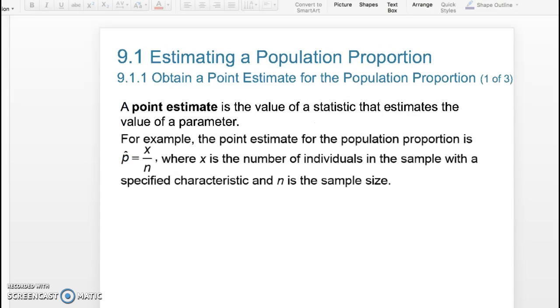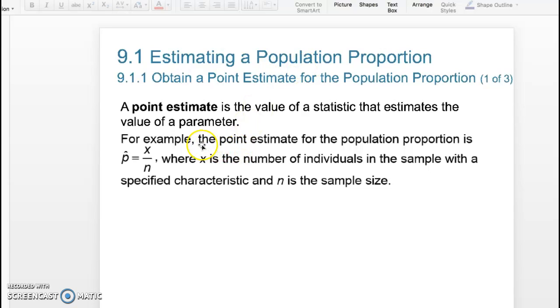So let's take a look at a definition. Your book says that a point estimate is the value of a statistic that estimates the value of a parameter. This is a little bit vague because the statistic could really be anything, any number that we're talking about. Most of the time, the statistics we're interested in are proportions, means, and then in other courses, maybe the standard deviation or the variance. For us, we're going to deal with population proportion and then population mean.